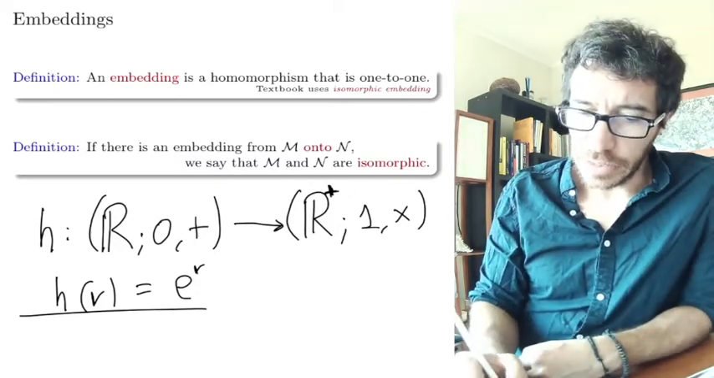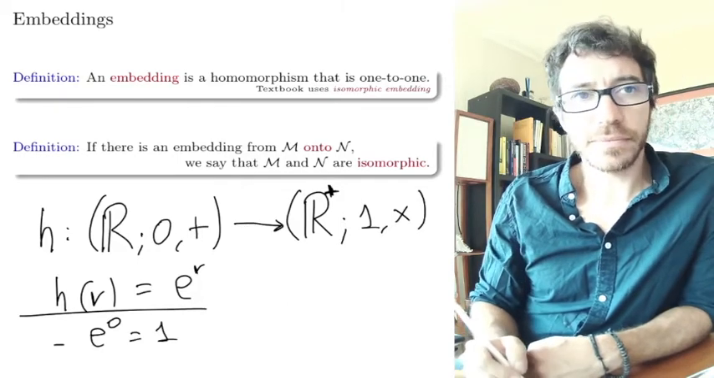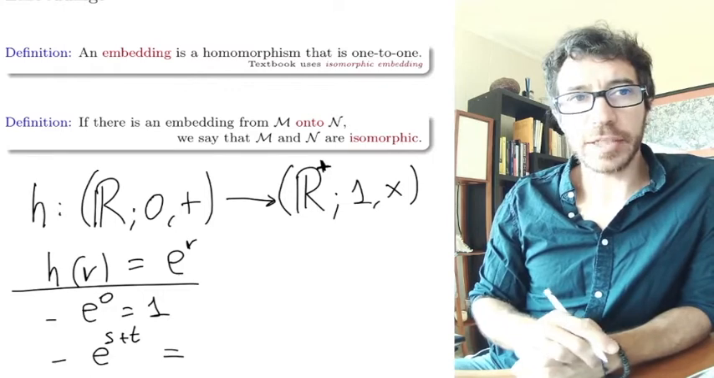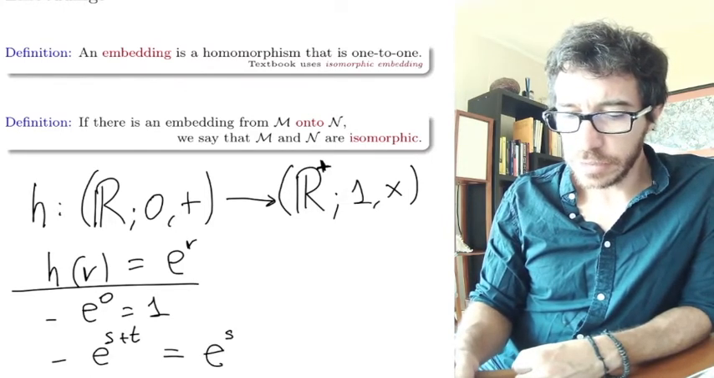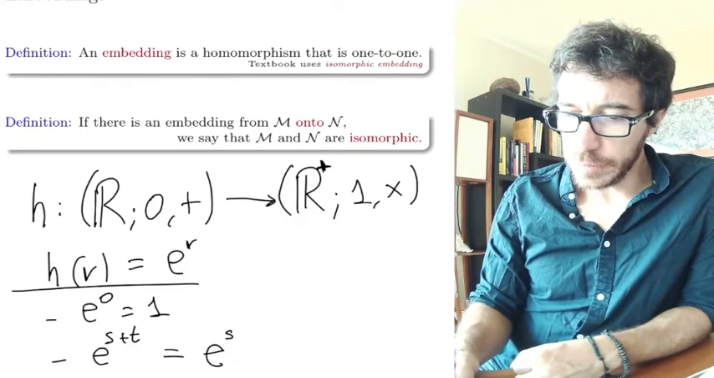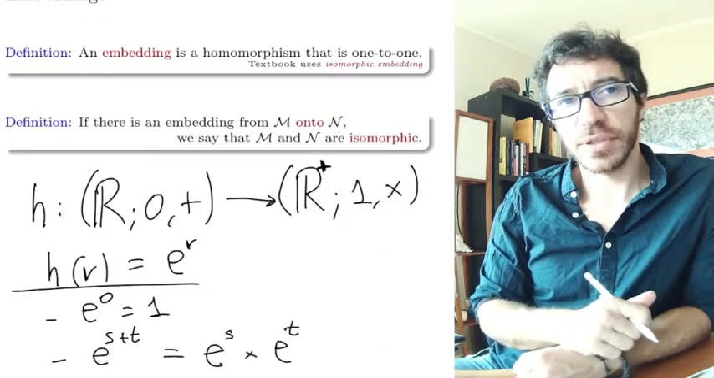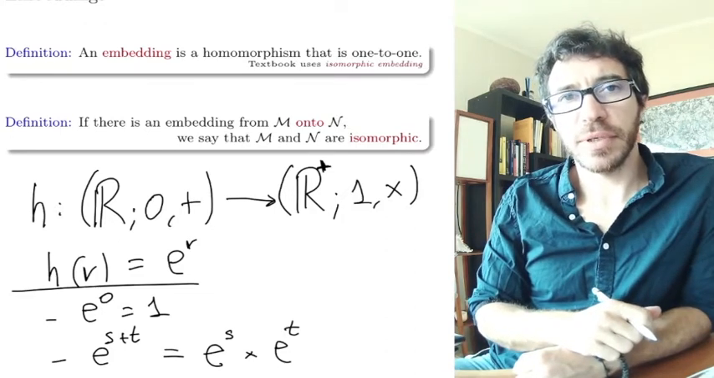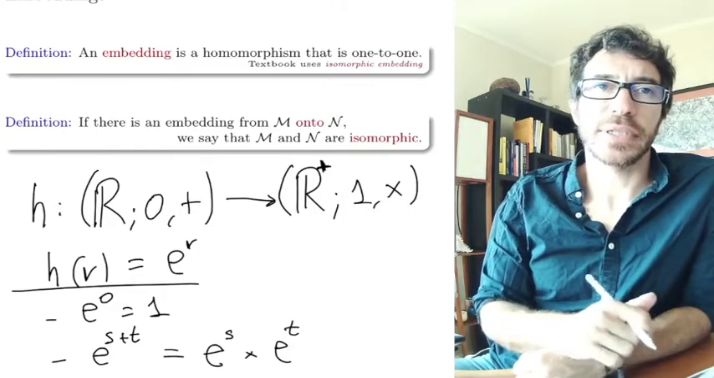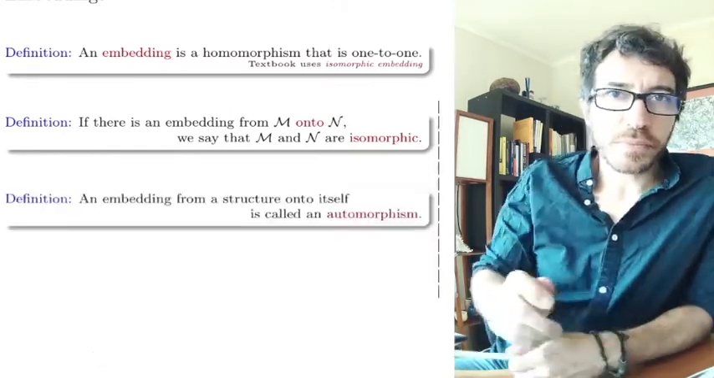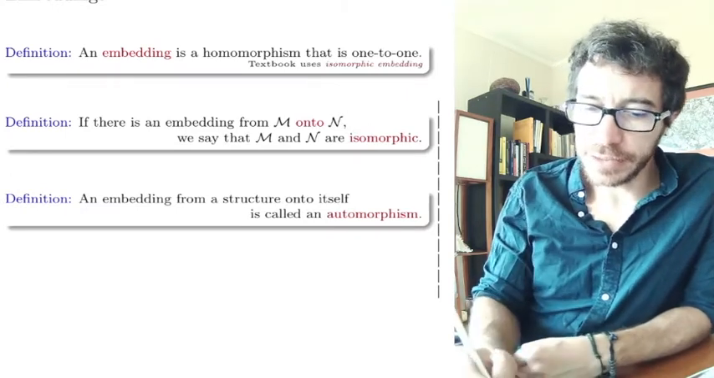And what else do we have? We have that e to the 0 is 1, and e to the s plus t is equal to e to the s times e to the t. Right? So plus goes to times. So this is an isomorphism between these two structures, which are quite different, right? One is plus, one is times. They're both groups. As for automorphisms, because there are many, let's think of one.